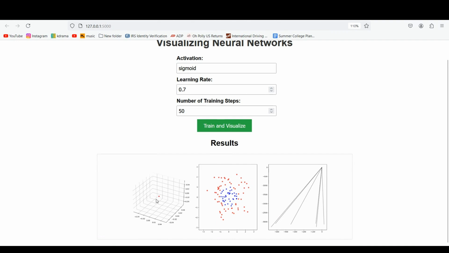In the 3D scatter plot here, the features are limited to values between 0 and 1. This restricted range makes it harder for the network to capture complex patterns compared to tanh. And the decision boundary here in the second plot is less refined than in the tanh example. The vanishing gradients of sigmoid slow down learning, especially with a higher learning rate like 0.7.